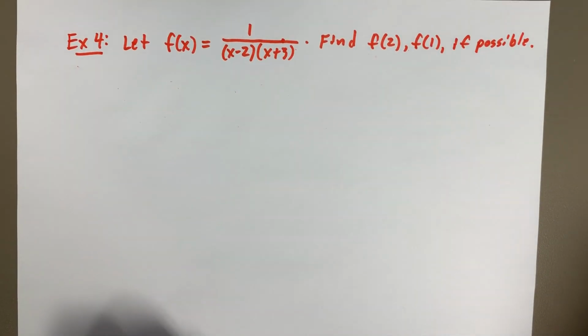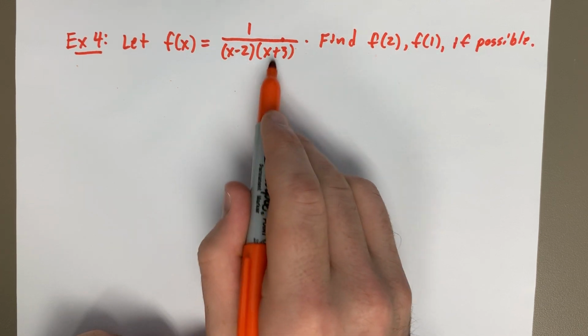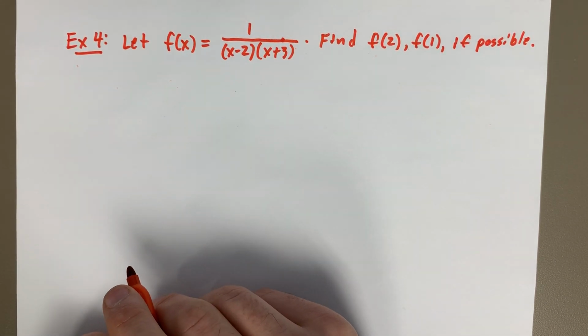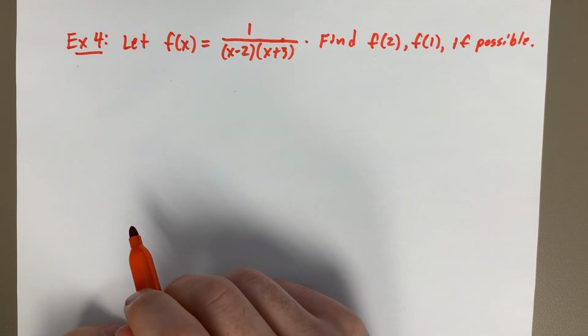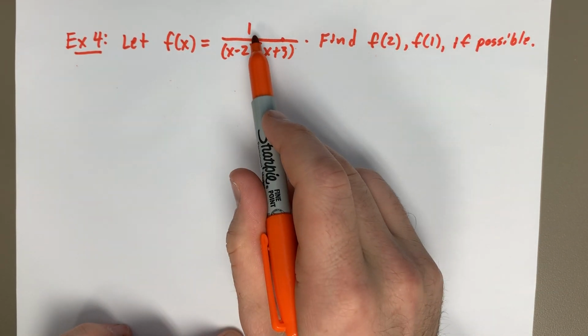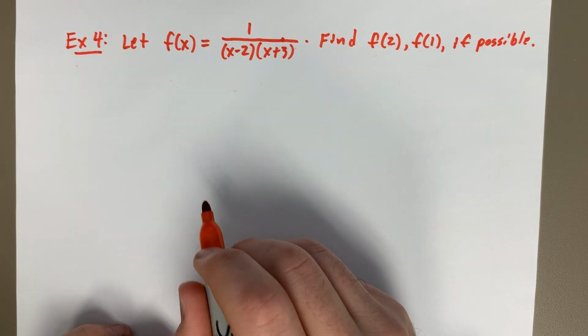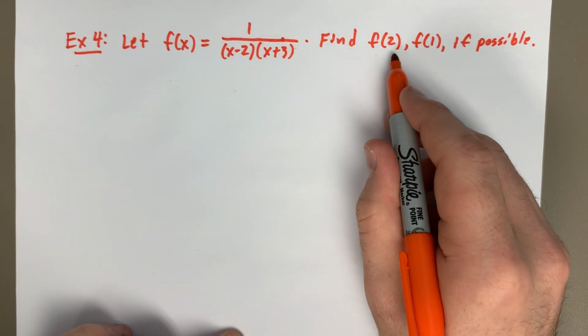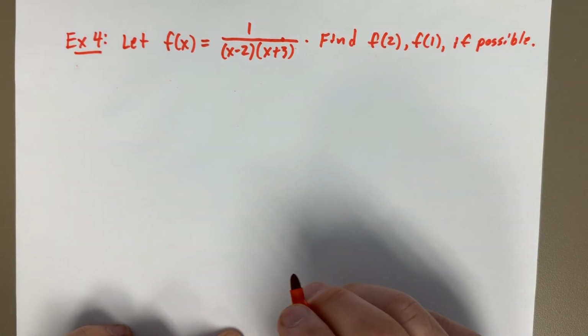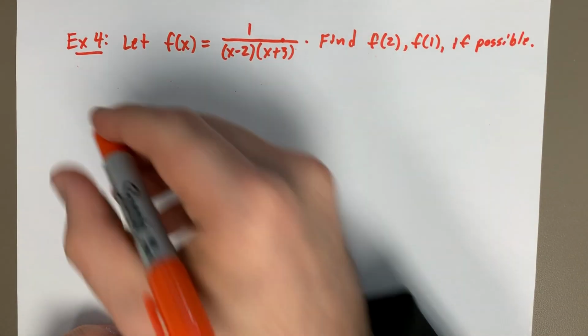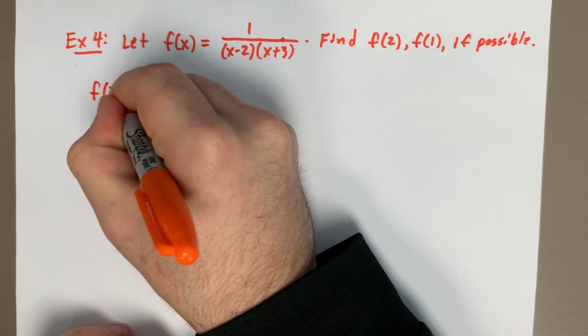Moving on to example 4 of finding values of functions using functions that have a rule definition. Here we're looking at a rational expression, 1 over (x minus 2) times (x plus 3), and we're being asked to find f of 2 and f of 1, if possible. That is, if defined. It's going to use the exact same approach as before.